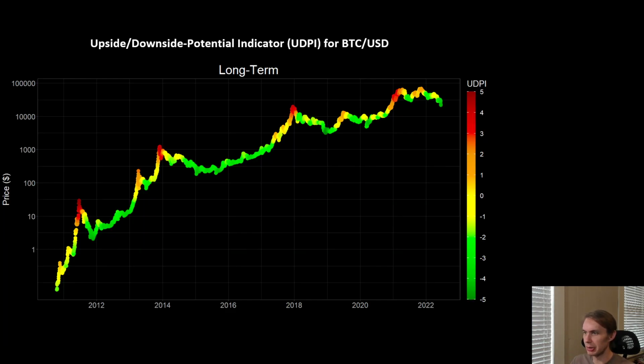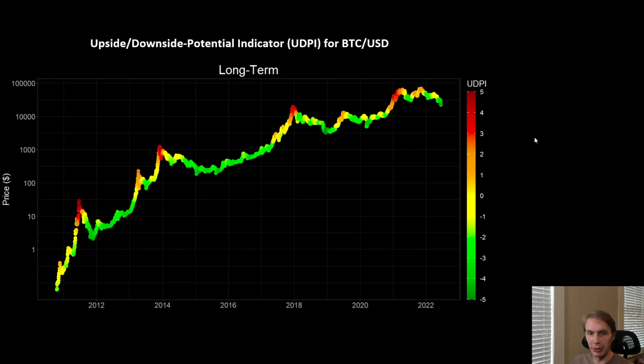So the first piece of data I wanted to look at was our risk indicator, the upside downside potential indicator for Bitcoin. I'm showing you here the long-term version, which cares about moves that play out over months. And this is just the price history of Bitcoin color-coded to the risk model. So 5 is high risk, -5 low risk. What you can see is that where we are right now is very much getting into the low risk territory.